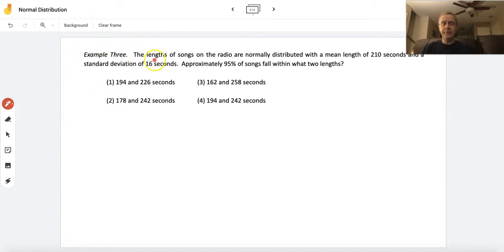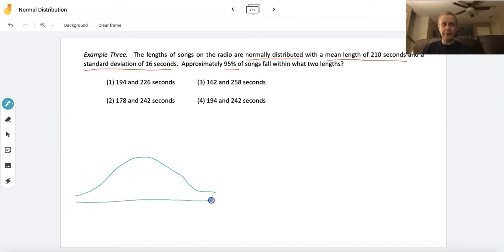So example 3: the length of songs on the radio are normally distributed with a mean length of 210 seconds and a standard deviation of 16 seconds. We're asked, approximately 95% of the songs fall within what two lengths? Now, again, because we're told we have normally distributed data, the first thing you typically want to do is draw out your best bell curve.